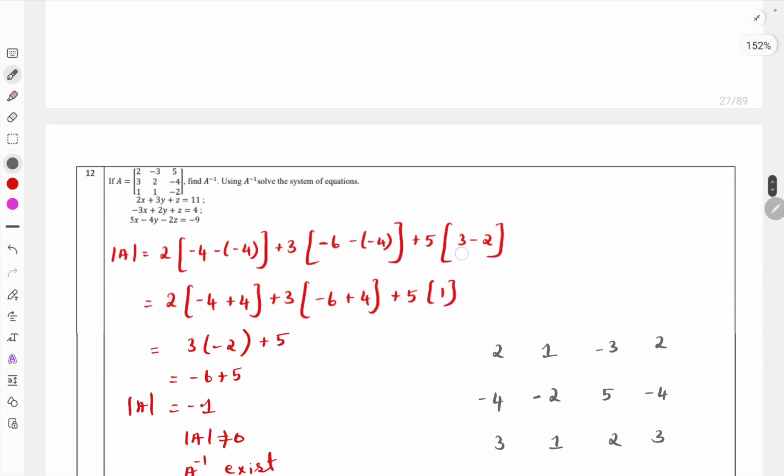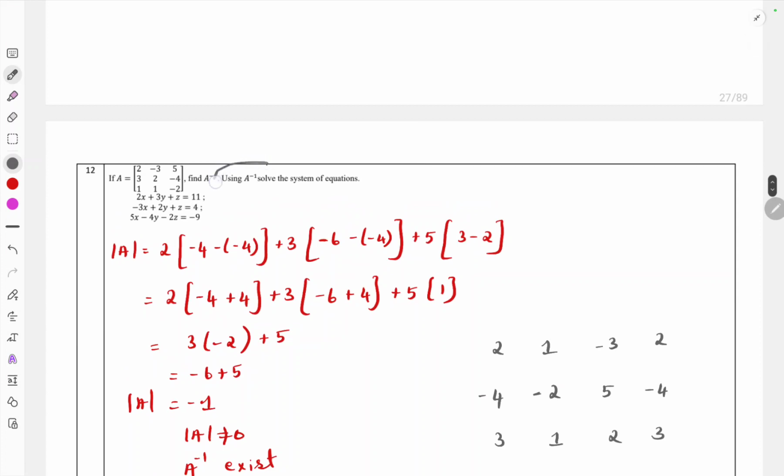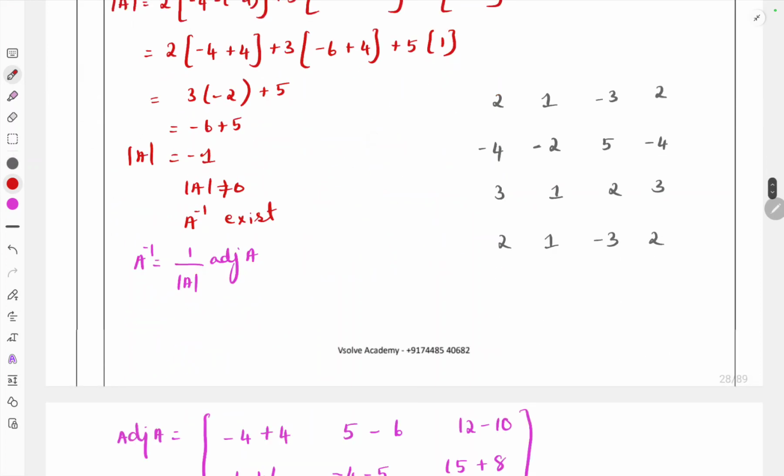So now after this, what we have to find here is using A inverse, which means directly we should not solve this. We have to use this A inverse here to solve this simultaneous equation. So here what we have to do here is 2, 3, 1.